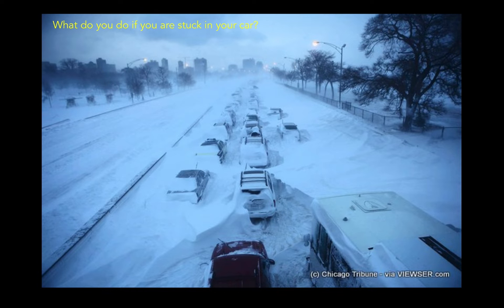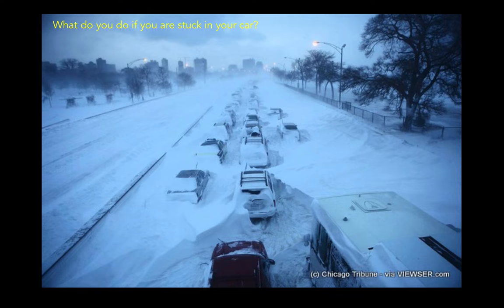By the way, history repeated itself in 2011. This is the Groundhog's Day blizzard that hit Chicago. You're looking here at Lakeshore Drive. Now, my question for you all is this. What do you do if you get stuck in your car in a blizzard? Listen carefully to what I'm about to say. This is very, very important.